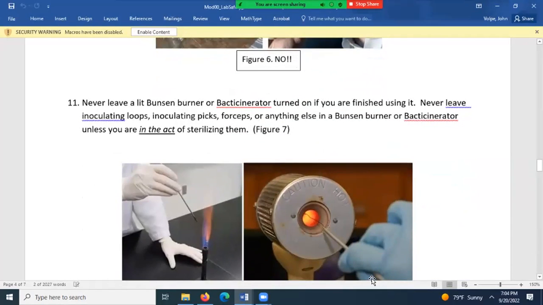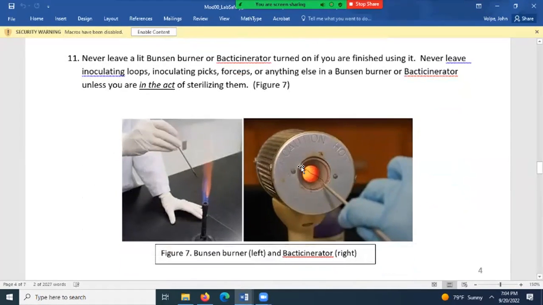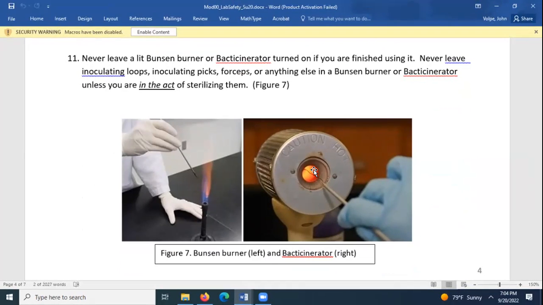We use a Bacti-incinerator to sterilize the tools you work with. This is a Bacti-incinerator, and as you can see, the stone on the inside gets red hot. When you're not using the Bacti-incinerator, turn it off. If you're going to use it, you generally want to turn it on about 5 minutes before you're going to use it, because it takes about 5 minutes to warm up.